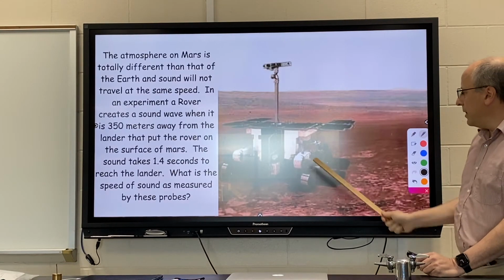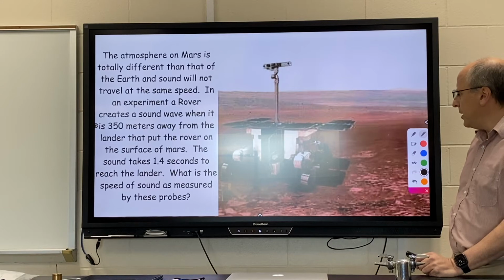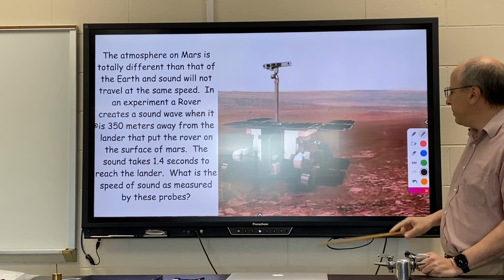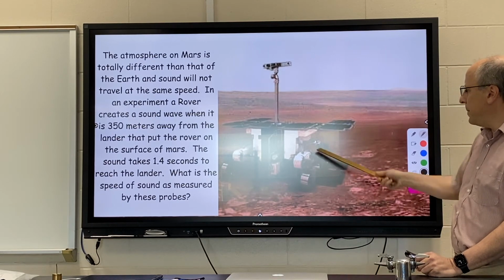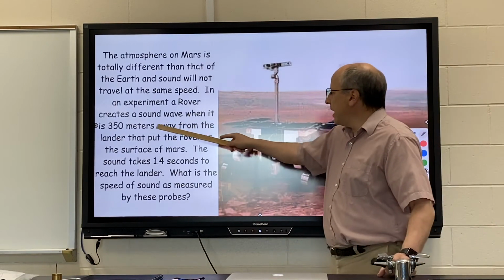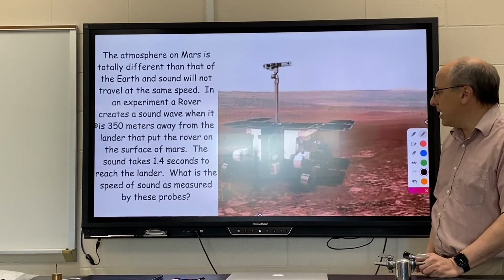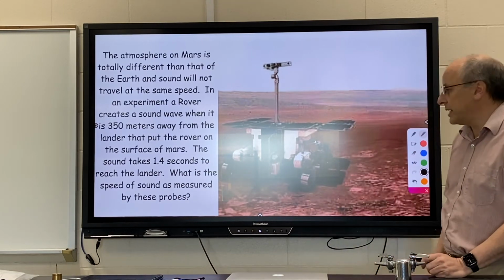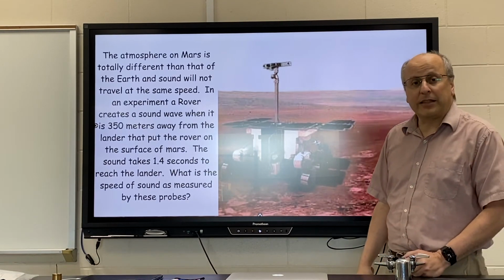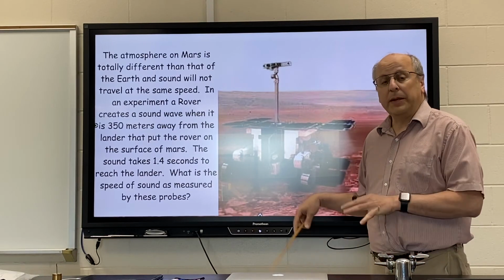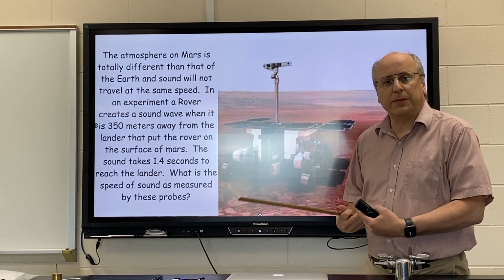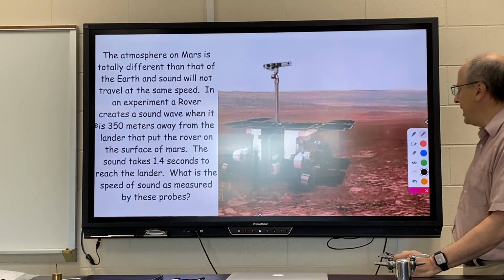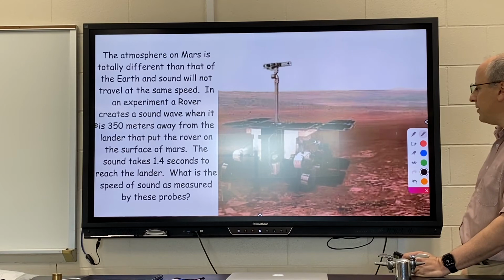Then I'd like you to try and find the speed of sound on Mars. So we're going to imagine a rover sending a signal back to a base station, and we're going to have the sound wave take a distance of 350 meters and a time of 1.4 seconds. Use this to figure out the speed of sound on Mars. It'll be different because of the different composition of the atmosphere and the different concentration of the particles in the atmosphere. So find the speed of sound on Mars.